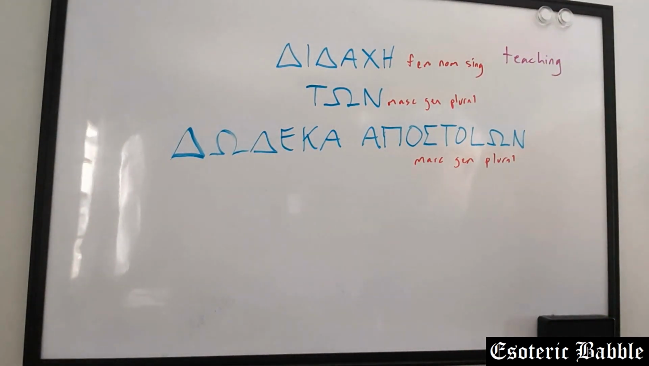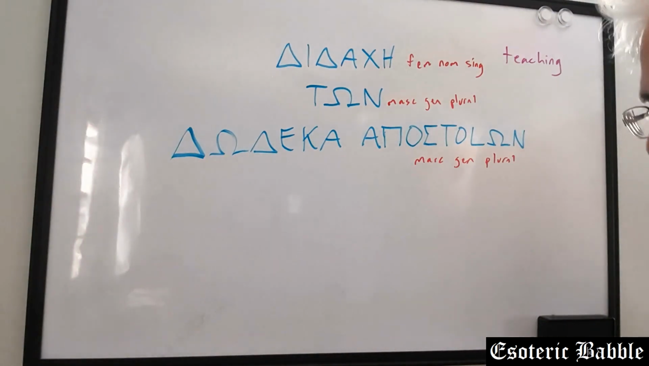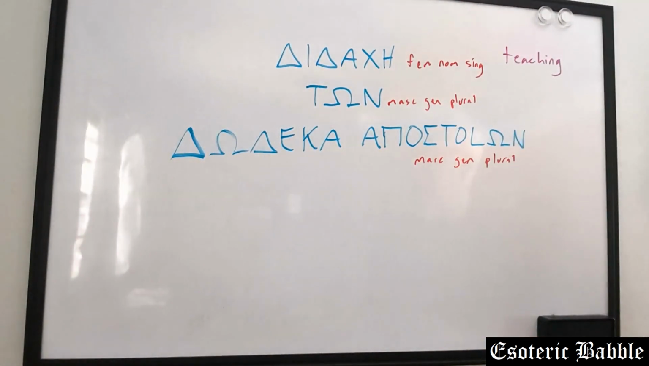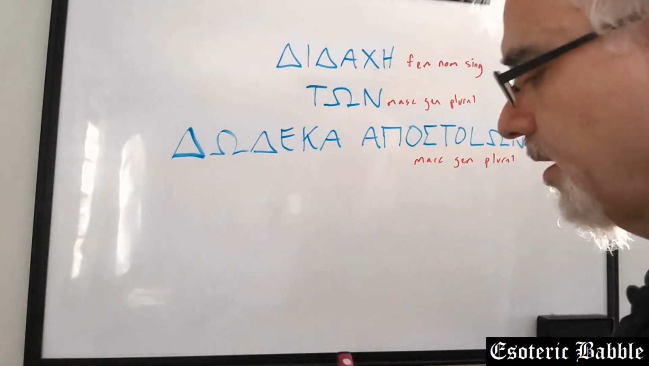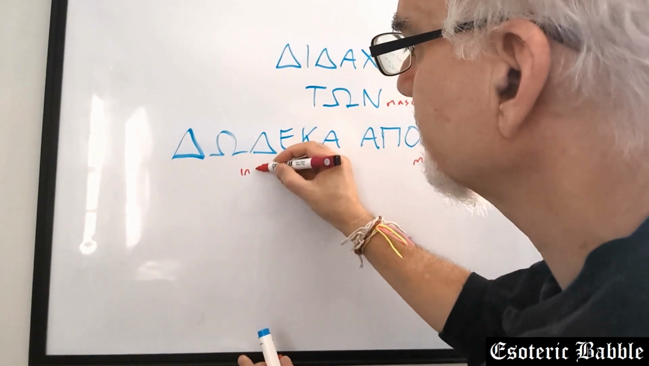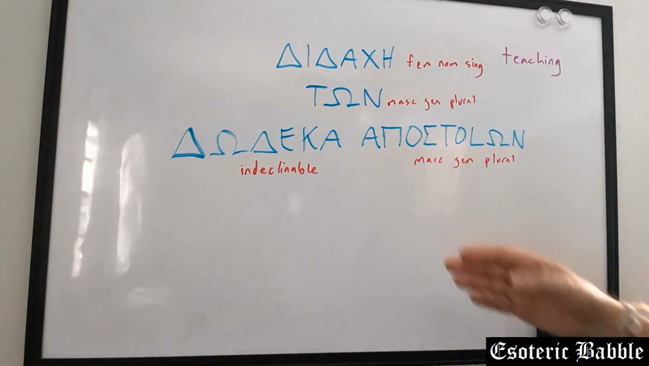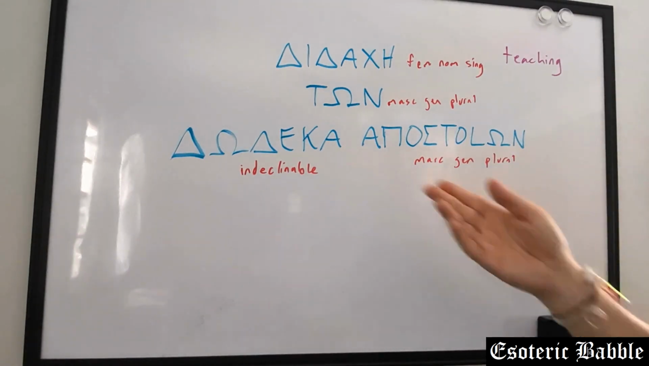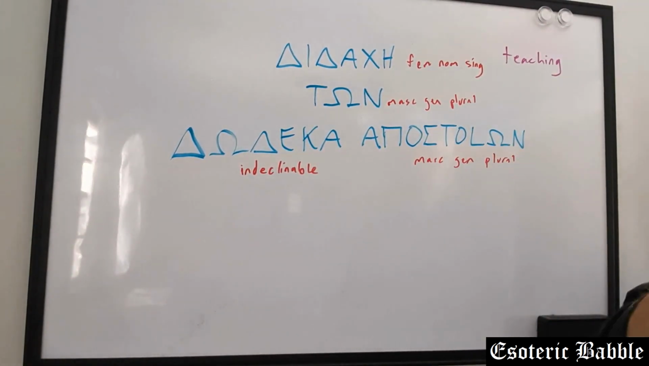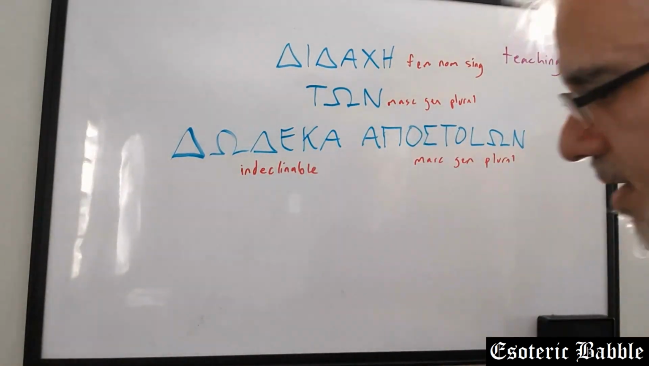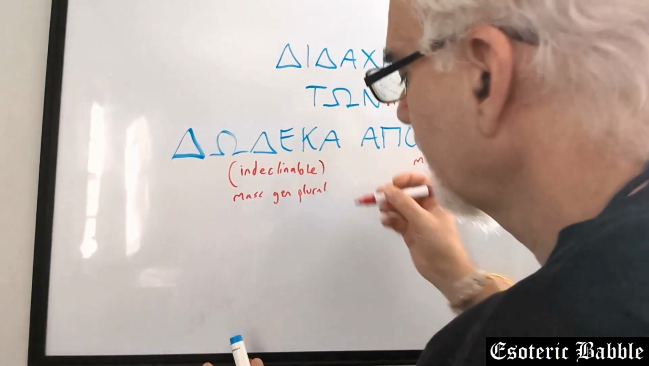Dodeca is a number. It's the number 12. If you were just to look at this part, deca, like decade, it means 10. The do part is like adding 2. So 2 plus 10, 12. Now, the thing about this word, it's actually what's known as an indeclinable. It's a word that never changes its form. We just have to pick up on the context that it's likely going with apostolon, so that it's also going to be masculine genitive plural.